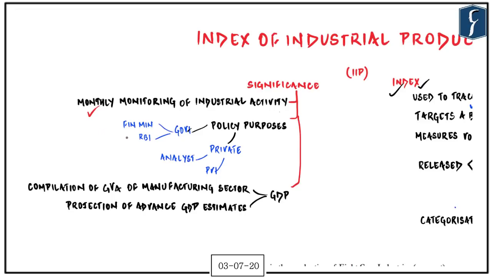Hence, important decision making bodies of our country, for example, the Finance Ministry and the Reserve Bank of India, both rely heavily on IIP data. Not just the government, but also the private sector, especially the analyst community, as well as private companies seeking investment, anxiously wait for IIP data to make their important investment decisions. Apart from that, compilation of gross value added of the manufacturing sector is done on the basis of IIP data. Also, IIP is used for the projection of advanced estimates of GDP for the next year, which is again very important for making projections and future forecasts of revenues of the government.